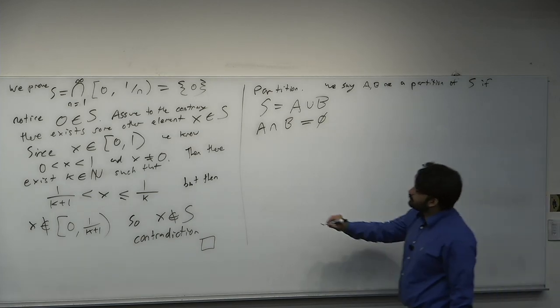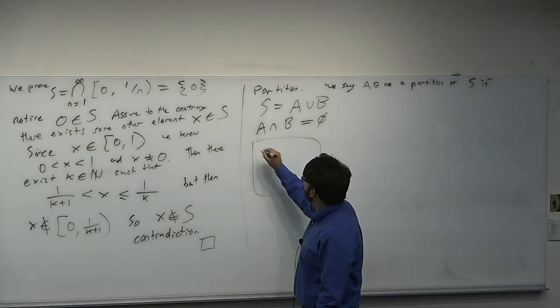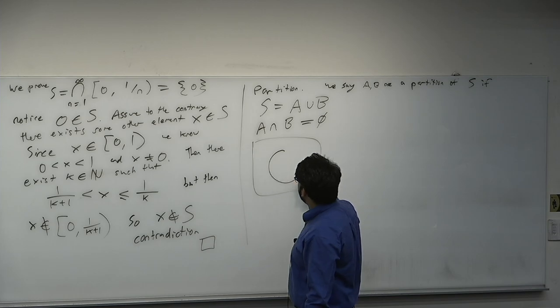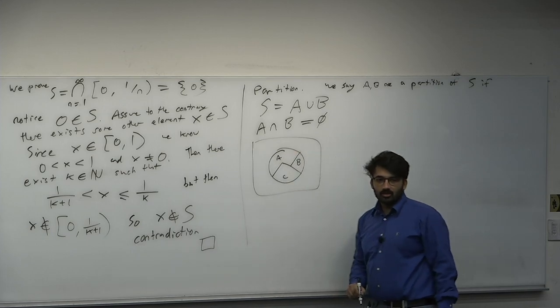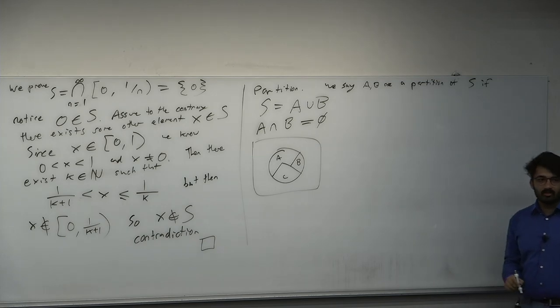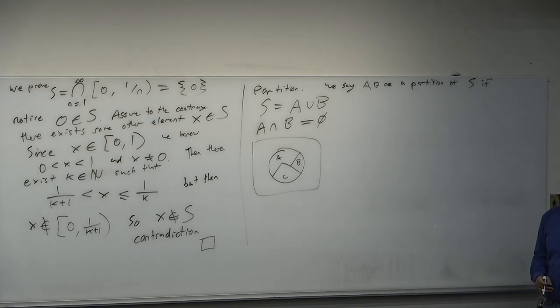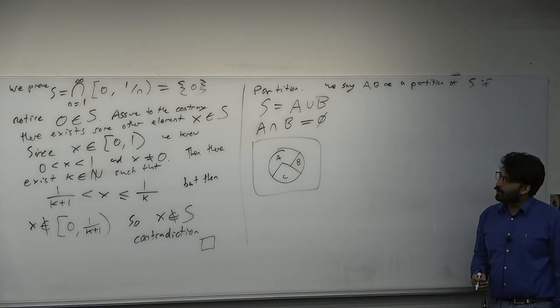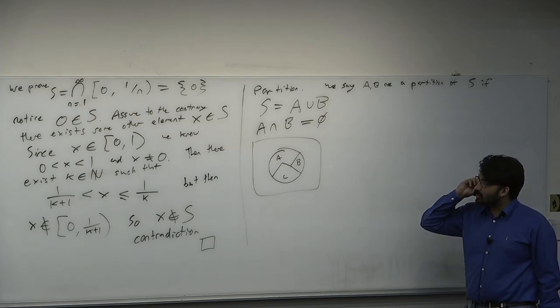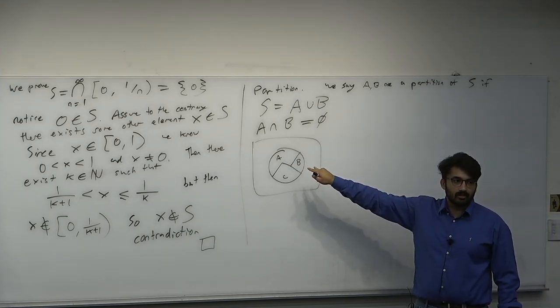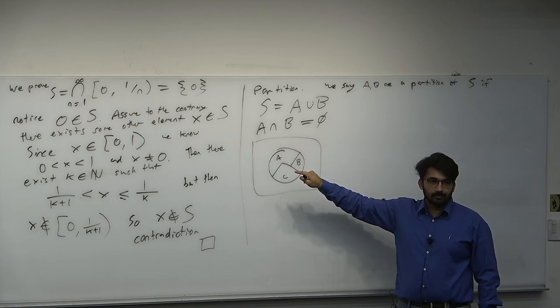So if you have some set S like this, let's call that S. A partition may look like this. Say it's A, B, C, something like this, right? So you can think of a partition as a way, if you were to do a Venn diagram, you crack open the piece into separate pieces. Now, A intersect B being disjoint means there's no elements that are in both of them, right? It's in one or the other.